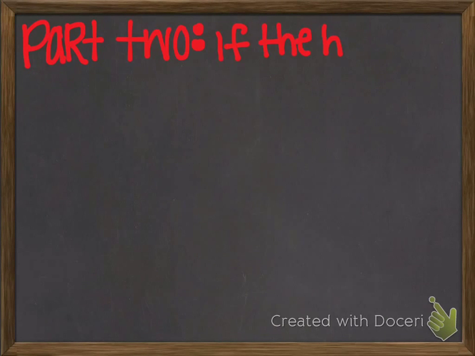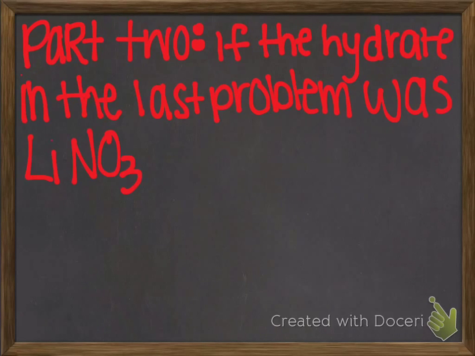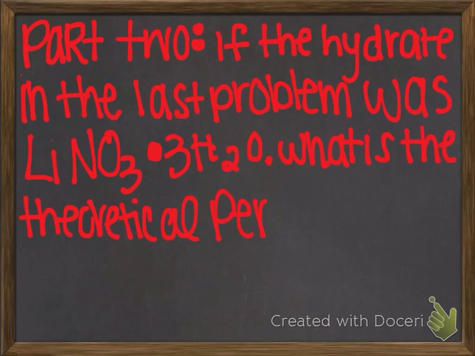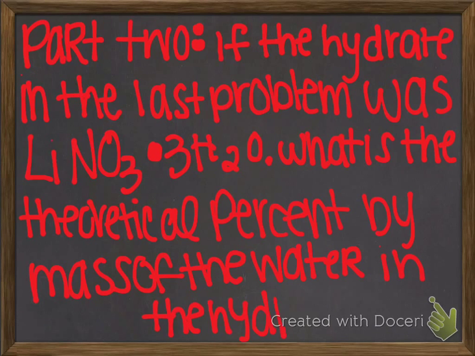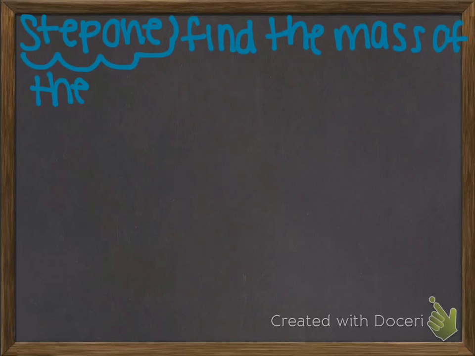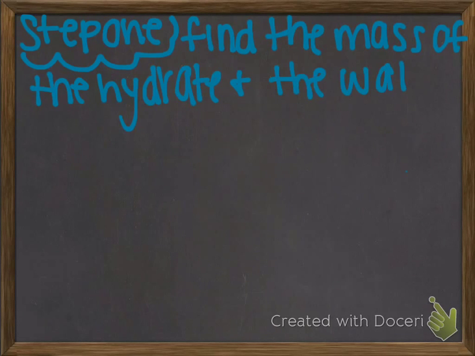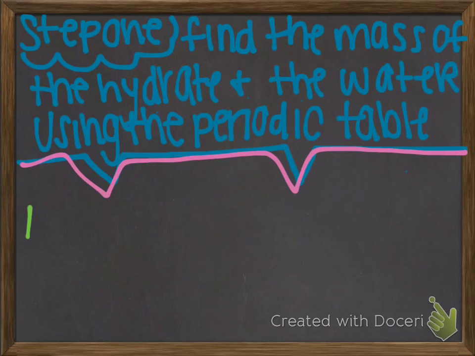The second part of this problem can be a little bit more challenging. If the hydrate in the last problem was LiNO3·3H2O, what is the theoretical percent by mass of the water in the hydrate? The first step is to find the mass of all three things. And to do that, we're going to use the periodic table masses.